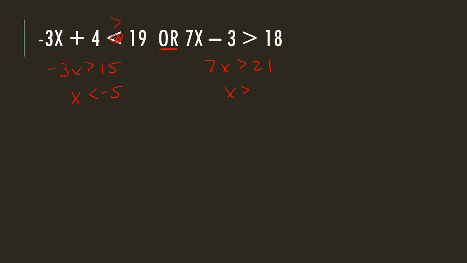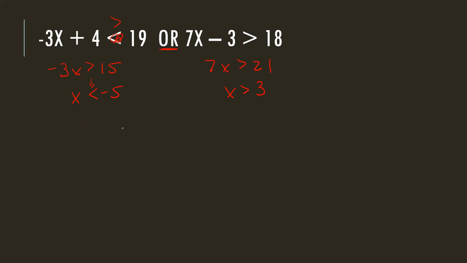Negative 3x plus 4 is greater than 19. Subtract the 4. Negative 3x is greater than 15. Divide by a negative, so I flip my inequality symbol. x is less than negative 5. Over here we have x is greater than 3.